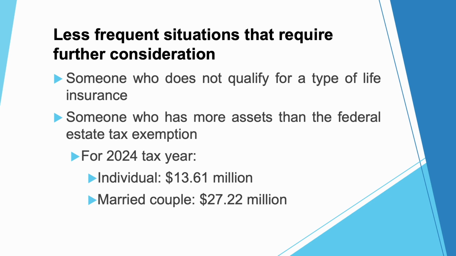Before we compare types of life insurance, let's look at less frequent situations that require further consideration. Someone who does not qualify for a type of life insurance, or someone who has more assets than the federal estate tax exemption. For the 2024 tax year, this is $13.61 million for an individual or $27.22 million for a married couple.